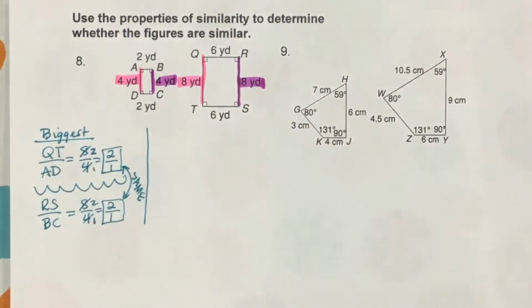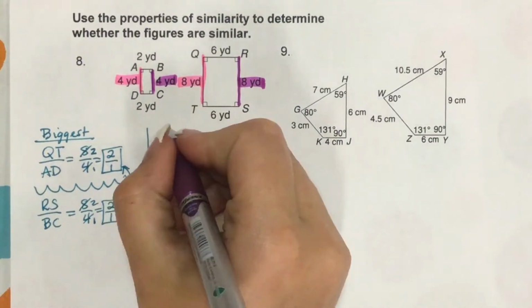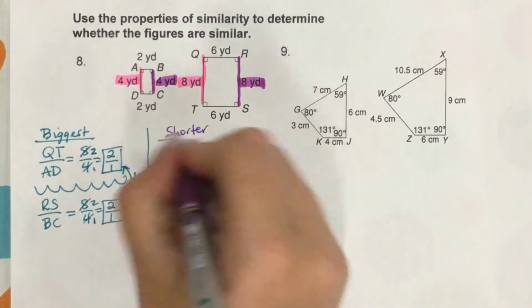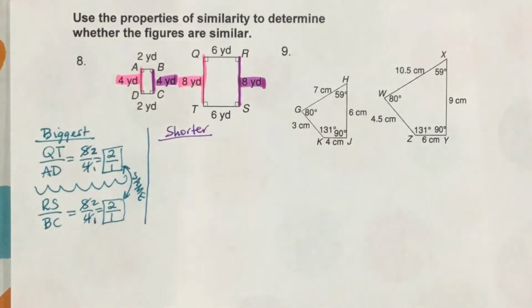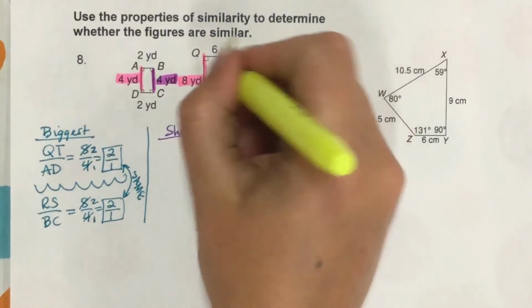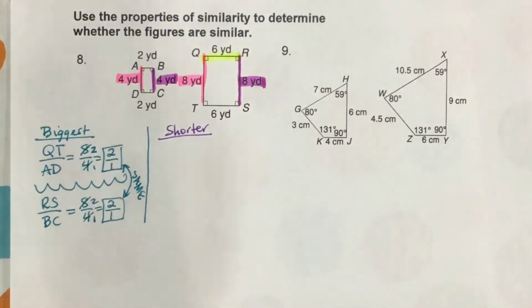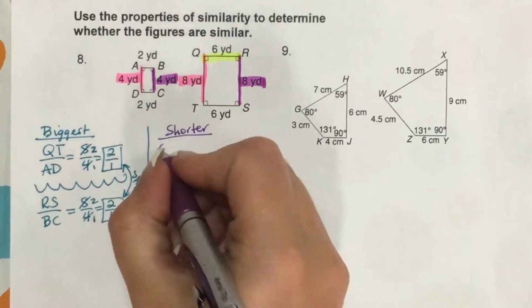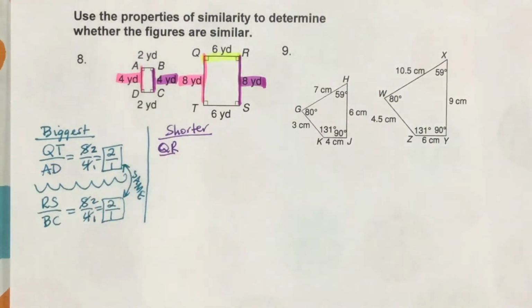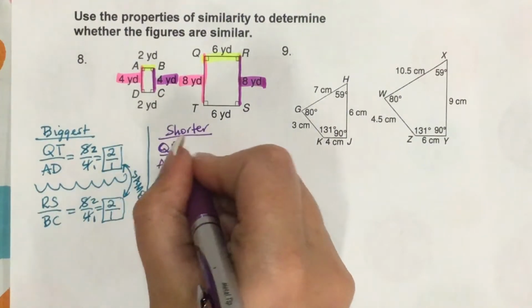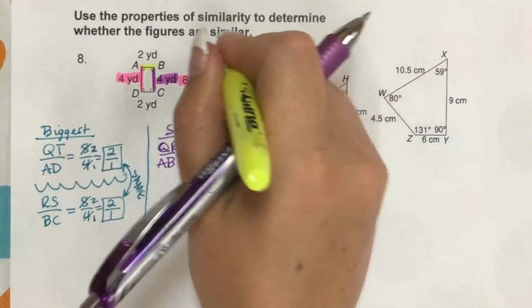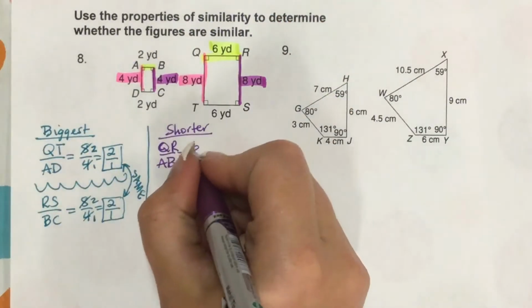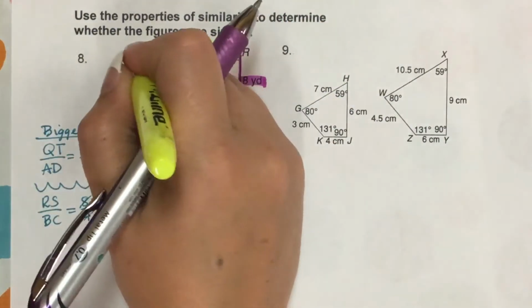Okay. So then we're going to do the shorter side. Let's look at this side on the top. And we are just going to have QR right there. So this is going to be on top of the fraction, QR over AB. That's the shorter side. Then we fill in the numbers. QR is 6 over AB is 2.